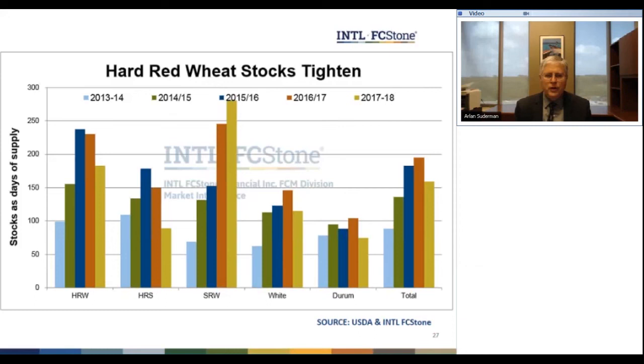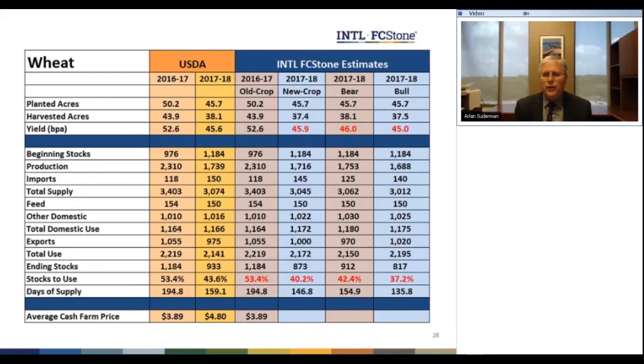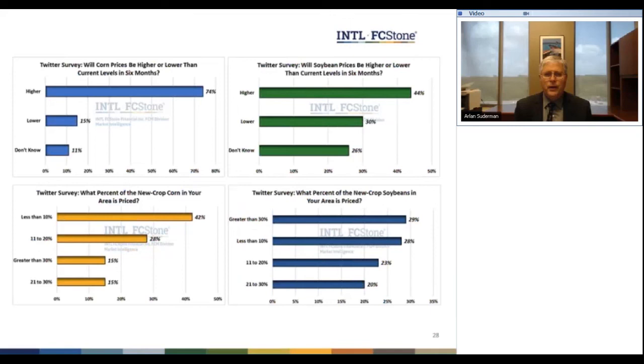I do think we'll see hard red spring stocks end up a little bit tighter than what USDA has them here, but this is where they're at right now. Put it all together, you can see that I have a 45.9 bushel yield, which is a little bit higher than USDA, but my harvested acres is still considerably lower because of the adjustment I expect in the spring wheat belt on September 30th. So that's why my ending stocks are now at 873 million bushels.